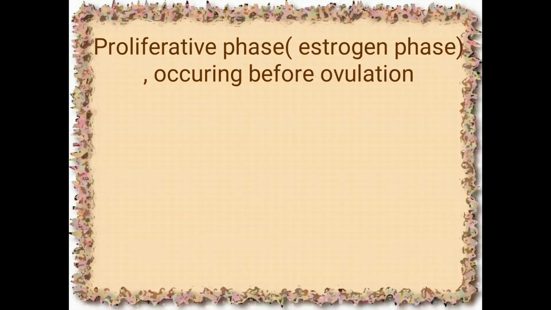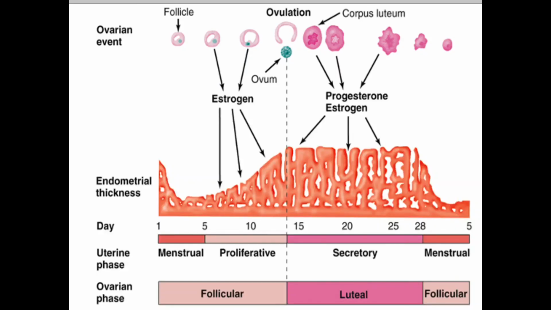We start with the proliferative phase. It is an estrogen phase occurring before ovulation. See the dotted lines here; that is the ovulation period. The top small round one is the ovum. See the follicle after rupture, it is releasing the ovum, and there are various stages of development of follicles. At the dotted lines, the ovum is released. So before ovulation is the proliferative phase. In this phase, the estrogen is more, estrogen coming from the follicle.